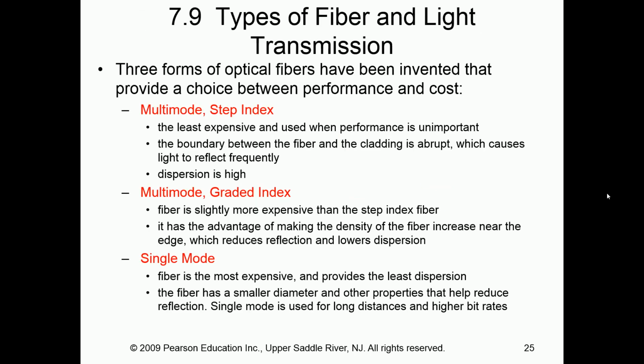When we deal with fiber optic, we have two major types, multi-mode and single mode. Multi-mode is less expensive and is typically used when performance is not important, meaning it's the slower of the two, but it's cheaper. Single mode is the most expensive and provides the least dispersion. However, it has the smallest diameter and it can go a lot farther, but it is incredibly expensive as opposed to multi-mode.